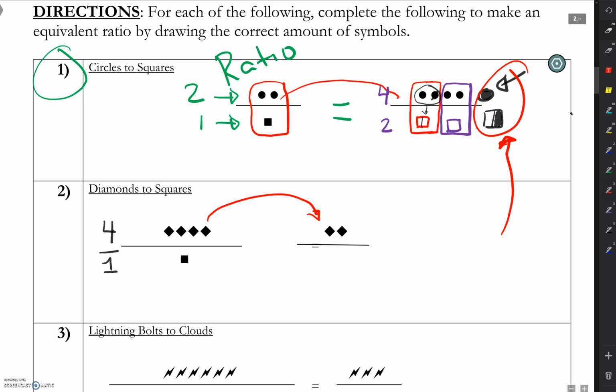So since I have 2 diamonds, I'm going to have to cut this one in half, which will give me 2 diamonds. I have my 2 diamonds here. So if I'm going to cut that in half, then I'm going to have half a square. And so I'll just shade in half the square. And so it would be 2 to 1/2 or 0.5. These are the same thing.